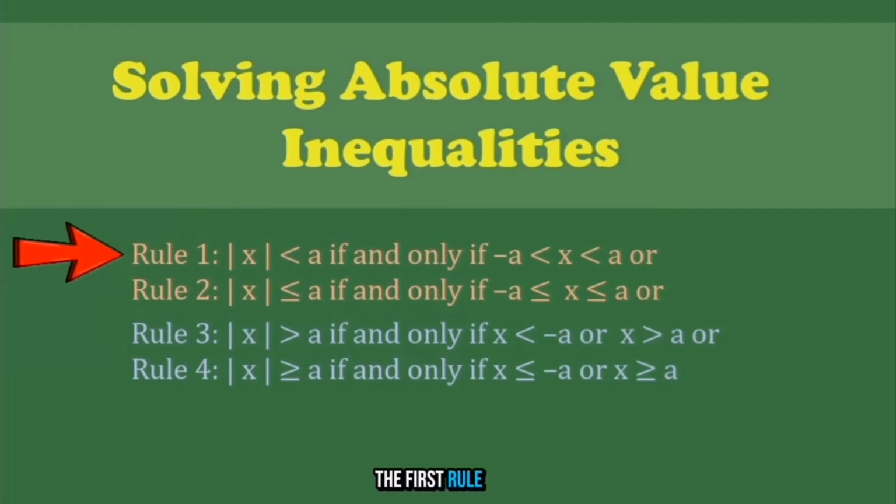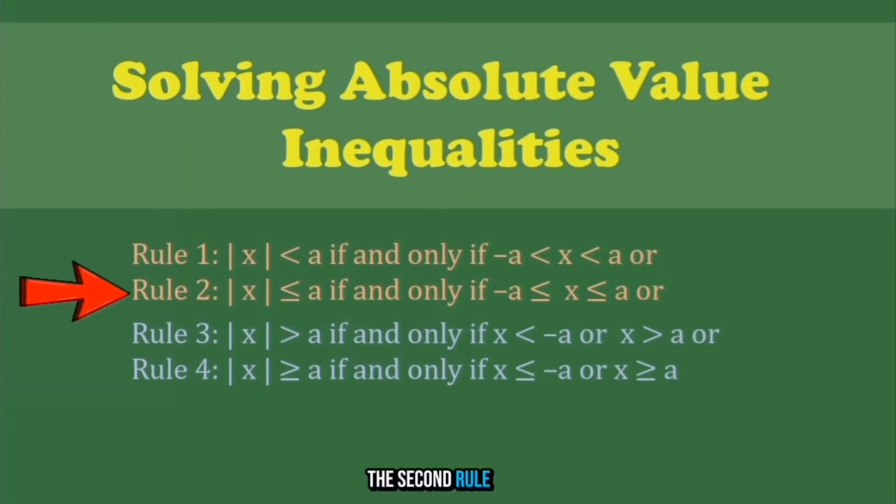We have here the rules or properties for solving absolute value inequalities. The first rule: the absolute value of x is less than a if and only if negative a is less than x, which is less than a. What it means is, if the absolute value of x is less than a certain number, then x must be between the negative of that number and the positive of that number. In simple terms, x is between negative a and a.